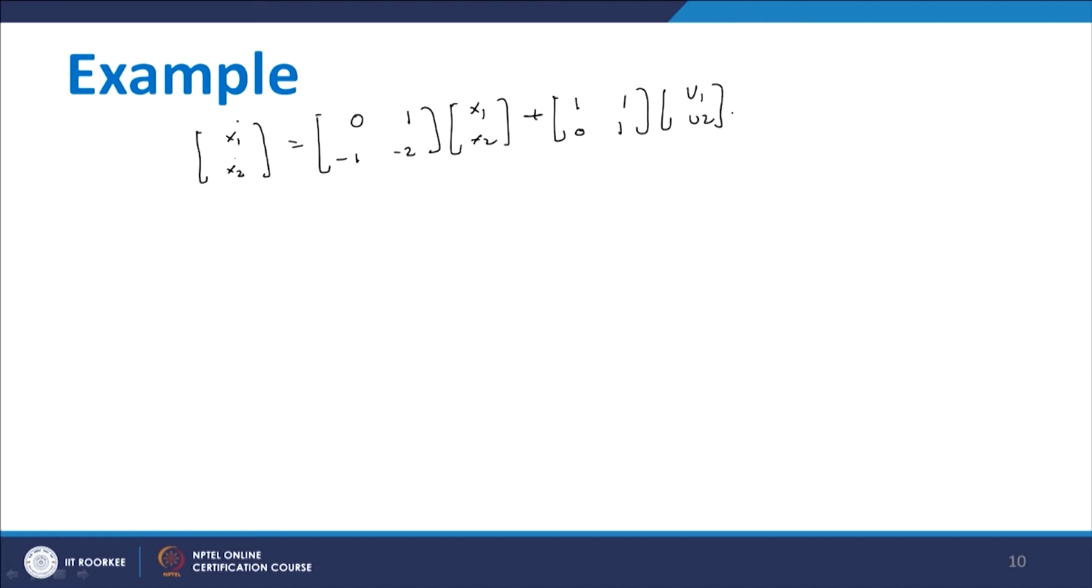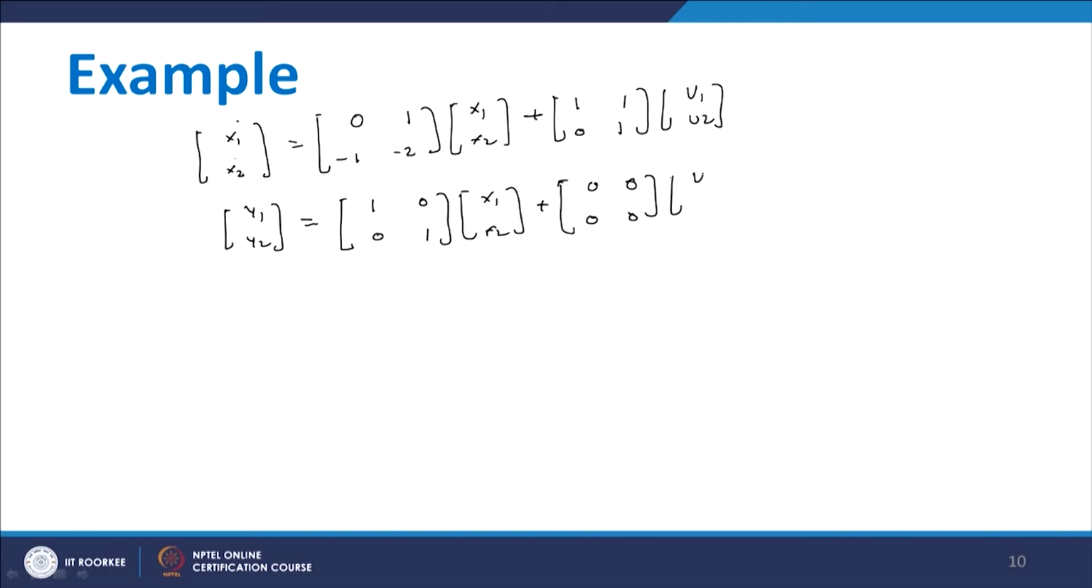Now, this is the state model. You will see that there are 2 inputs. Now, about the output, the output is [y1; y2] equals [1 0; 0 1] times [x1; x2] plus [0 0; 0 0] times [u1; u2].